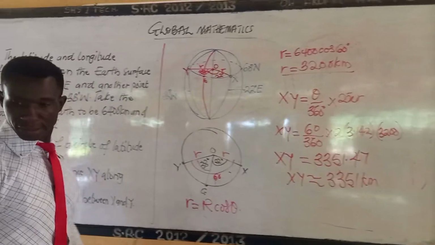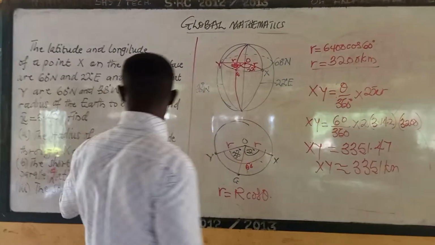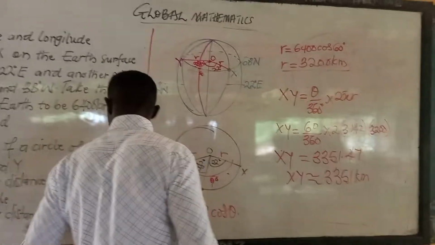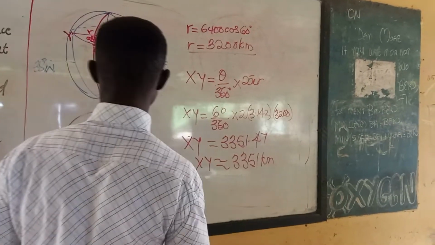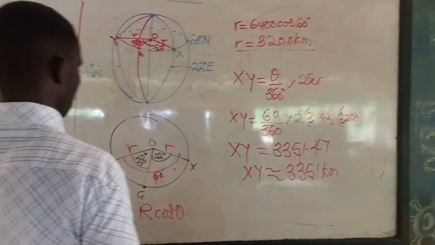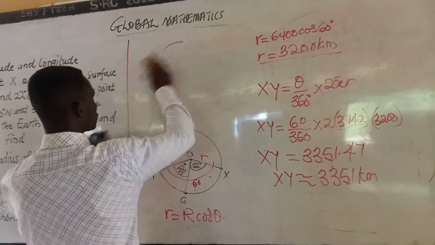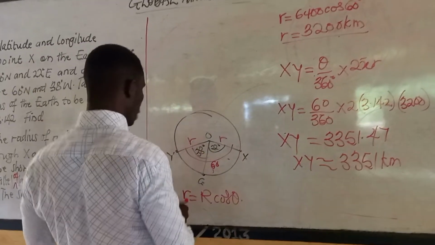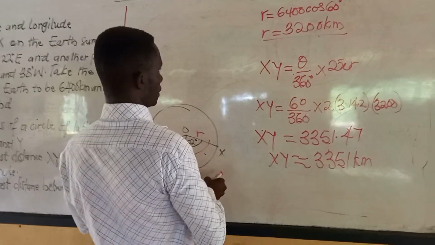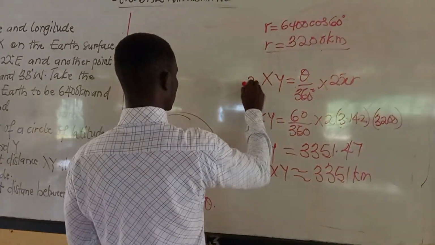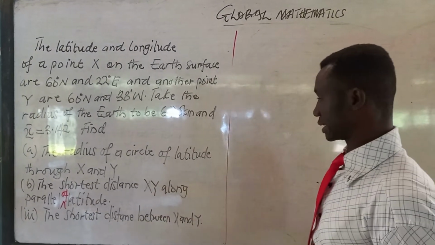And the next question is that we should calculate the shortest distance between X and Y. That's what you should calculate. So now, let me clean the top. This is the first question, this is the second question. The third question is that we should find just the shortest distance.